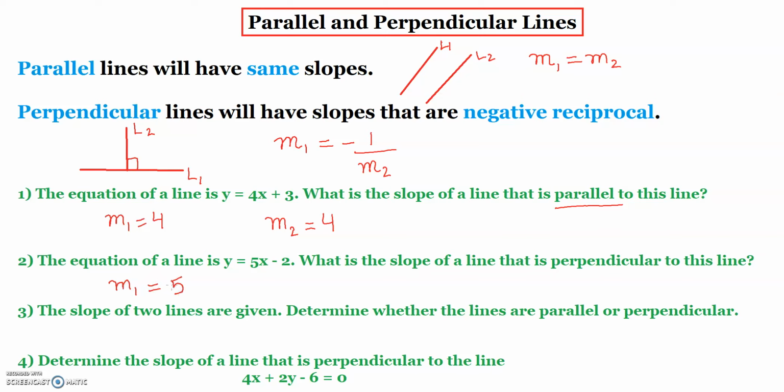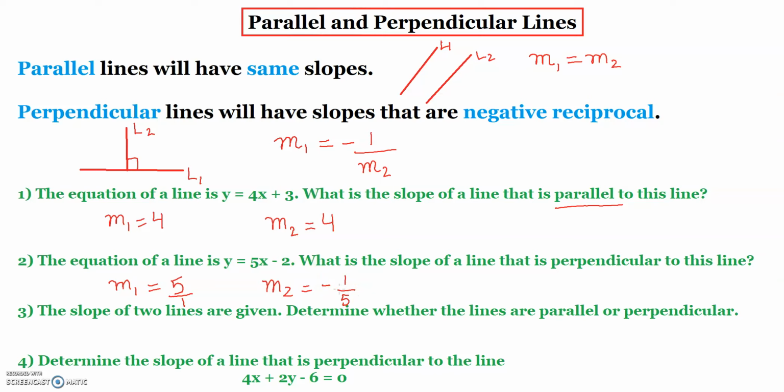And we know from the definition of perpendicular lines that the slopes are negative reciprocals. That means if the slope is 5, in this case it's a whole number, but we can make it a fraction. We can write 1 over here. Therefore, the slope of the second line will be negative, and we're going to flip it. It will be negative 1 over 5.